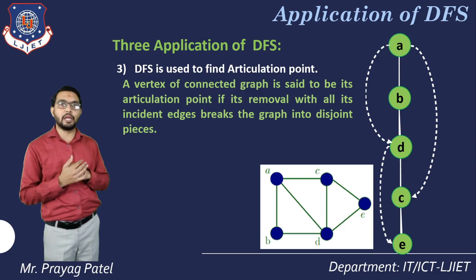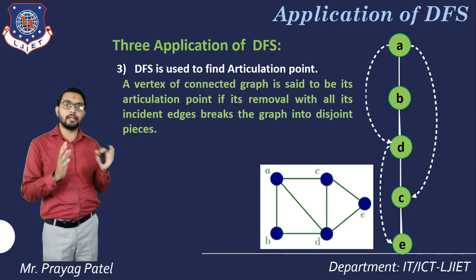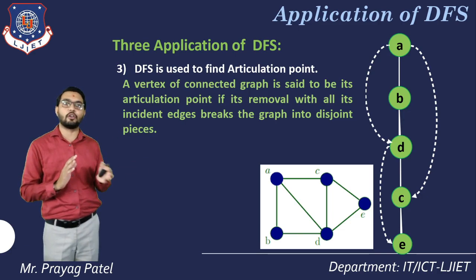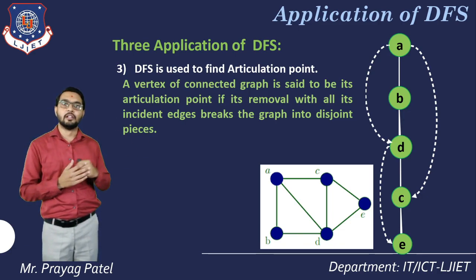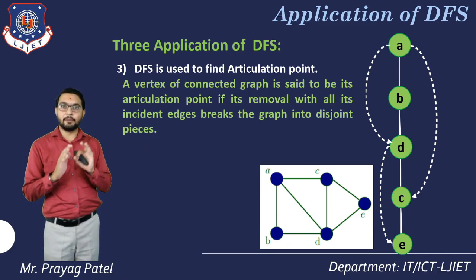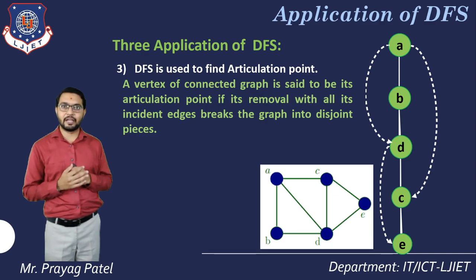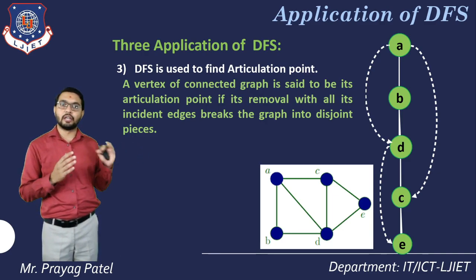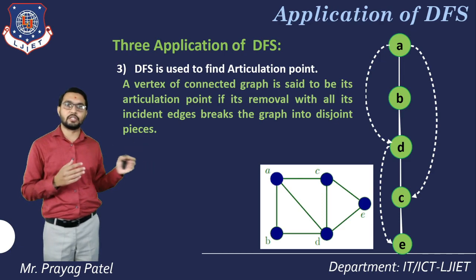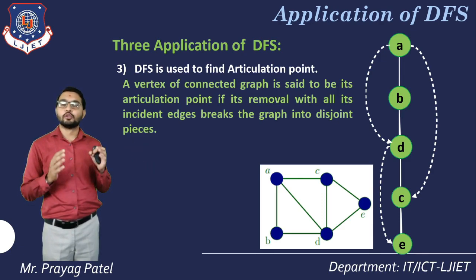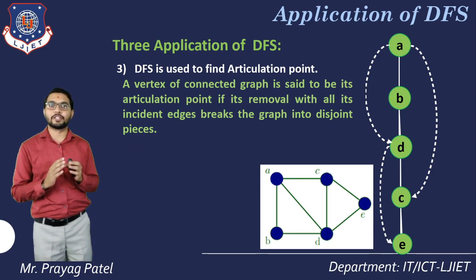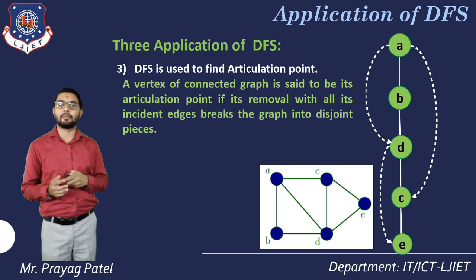If we remove node B, the tree is still connected because a back edge is available. So the graph is connected using the back edge. If we remove B, the graph is still connected. If we remove D, the graph is also connected. If we remove C, the graph is also connected. So here no articulation point is present in this graph.